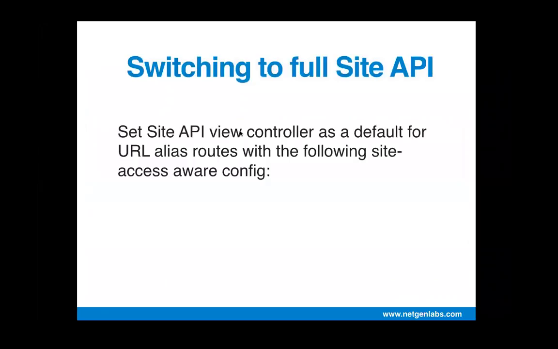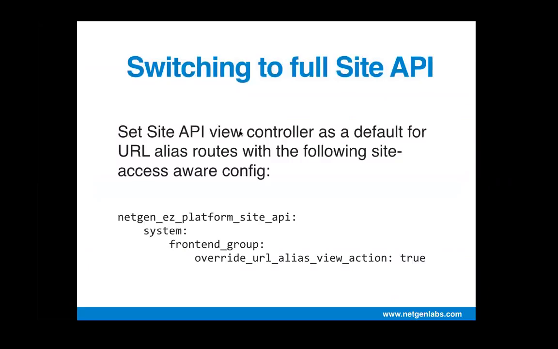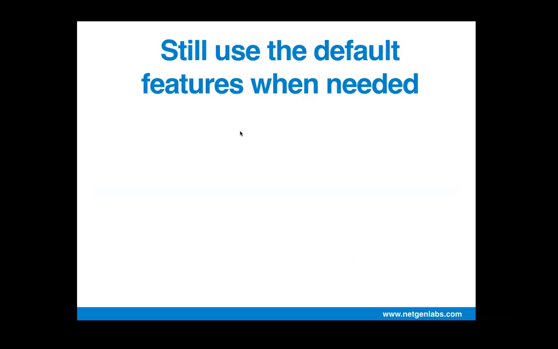What you need to do then is just enable the Site API controller. There is one override, which you need to enable, so that the URL alias routes are routing to the Site API view action and not the default view action. So this is kind of a global enablement of Site API, specified based on site access or site access group. But you can still use the default features whenever you need.